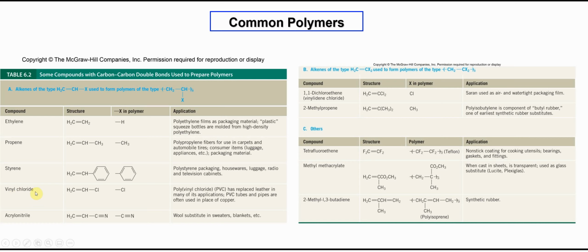And then the other one is vinyl chloride. If you produce a polymer from vinyl chloride, you call it PVC. The PVC can be a very good replacement for leather, and you can use it as tubes or pipes. And other ones such as polyacrylonitrile. This can be a very good wool substitute. You can use it as a blanket or a sweater, et cetera. Again, the last slide showed you several commonly used polymers. So that's it for today.